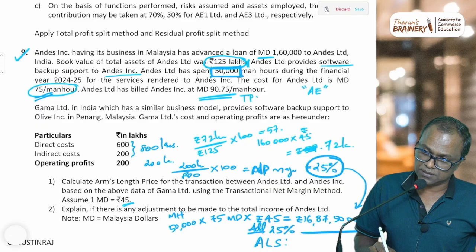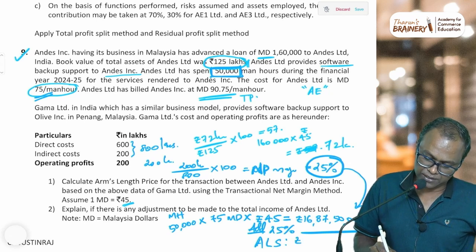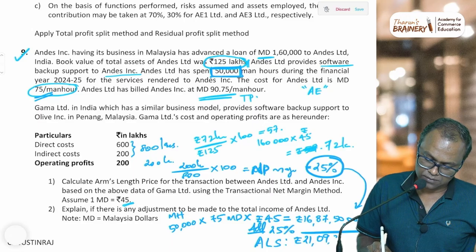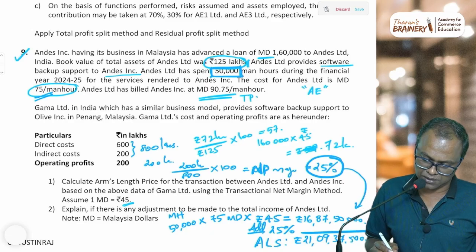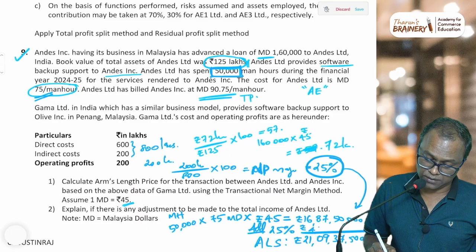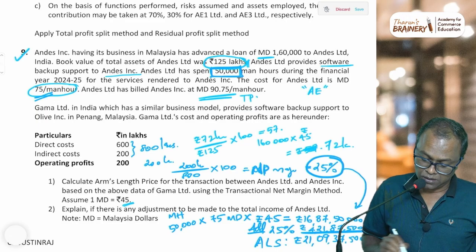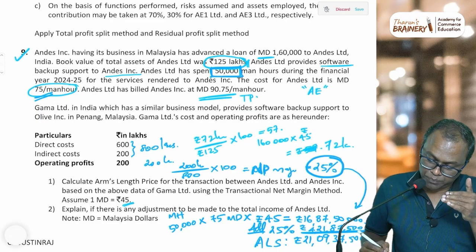Margin or arm's length sales? Arm's length sales 21 crore 9 lakh 37,500. So what is the margin? Just the margin, 4 crore 21 lakh 87,500. So arm's length sales to be billed is 21 crore 9 lakh 37,500.